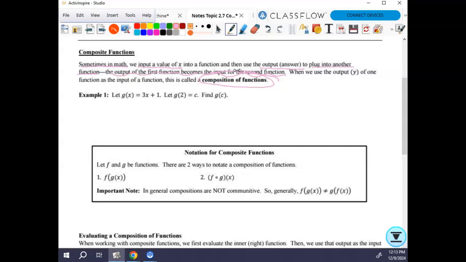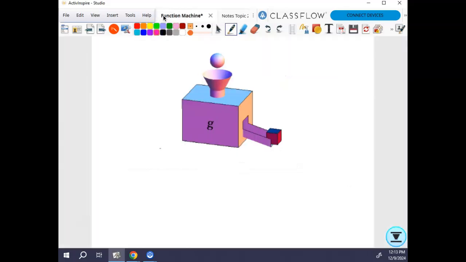So we're going to look at a function machine, right? So here's just a plain old function machine. I put something in, so x goes in. Whatever g is happens to it. And then what comes out is going to be g of x. It's like putting a quarter in a gumball machine and you don't get your quarter back, you get the gumball out, right? Something happens to it.